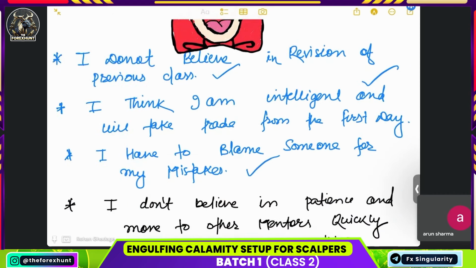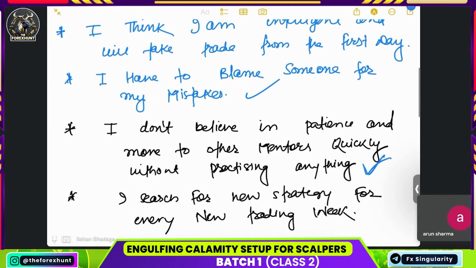He will blame someone for his mistakes. He will not admit his mistakes. And as a trader, you have to admit your mistakes. Sometimes I also make mistakes. Everyone makes mistakes. Okay, he has no patience and he quickly changes things on the basis of his practice. One or two days of practice, change the strategy.